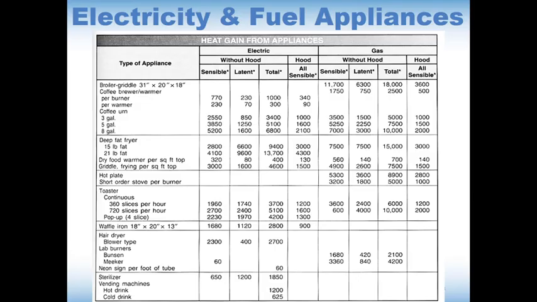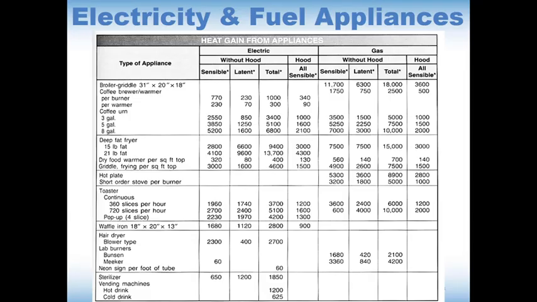Let's look at a little bit of electricity and the fuel appliances that we use in our houses, and they contribute to the heat gain in the calculations. So if you are using a burner, toaster, hair dryer, any type of those equipment are going to provide some heat gain. Whether they are running with electric or with gas, whether they are under a hood or without a hood, all these numbers are going to change.